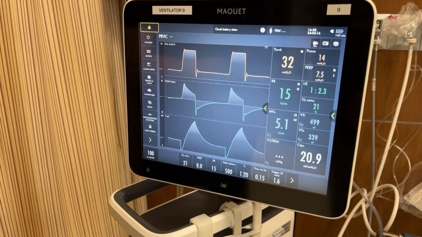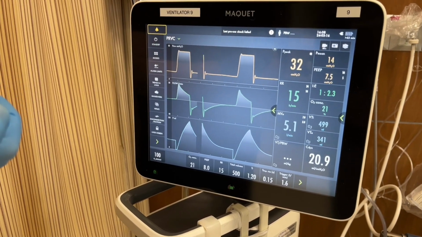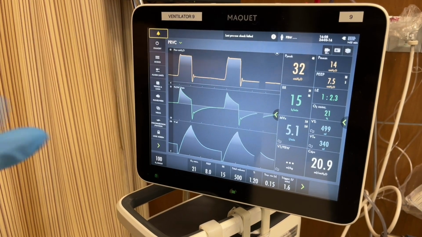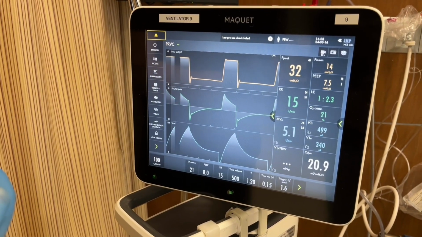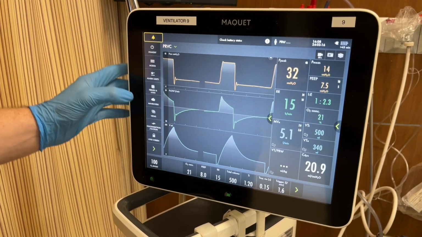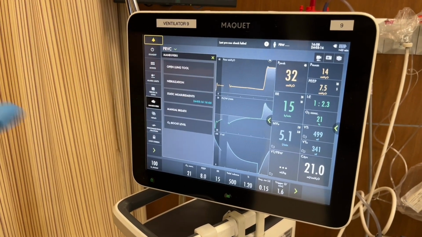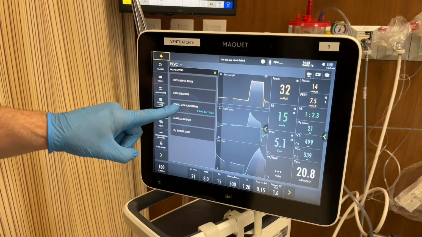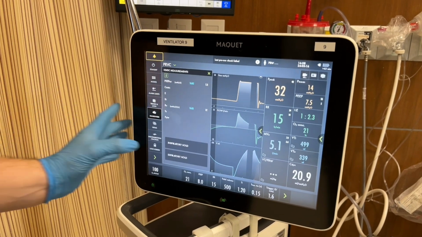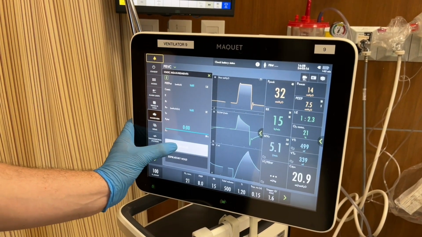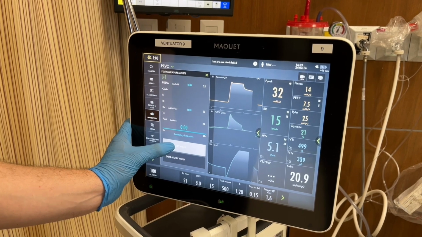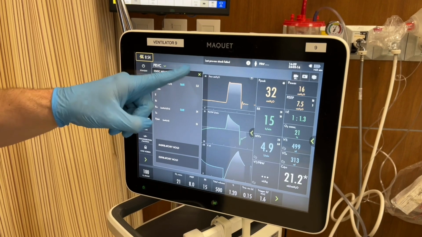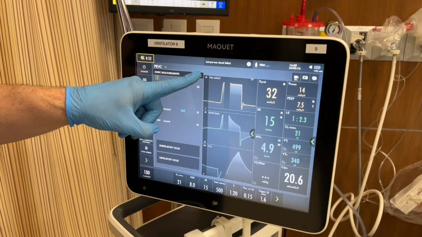Our peak pressures are greater than 30 centimeters of water pressure. On our flow waveform, we do not reach equilibrium, where the flow does not reach baseline before exhalation. Because of this, we should do a static measurement of our plateau pressures to ensure that our plateau pressures are less than 30 centimeters of water pressure, ensuring that we're safely ventilating our patient. Our plateau pressures are at 24 centimeters of water pressure, a safe pressure within the alveoli.